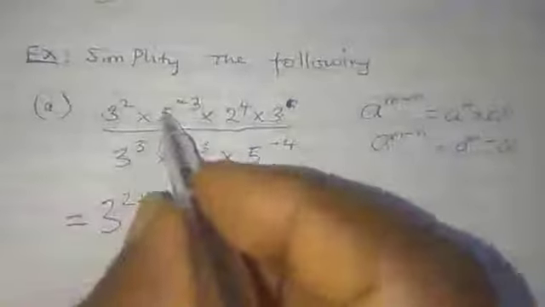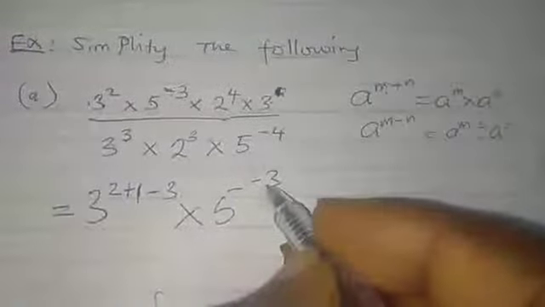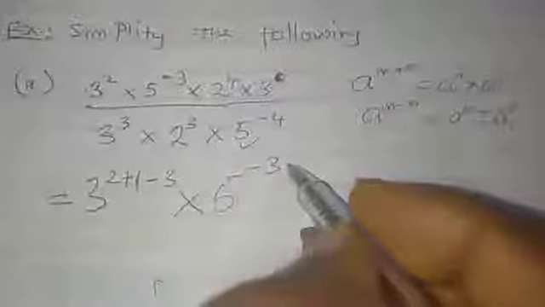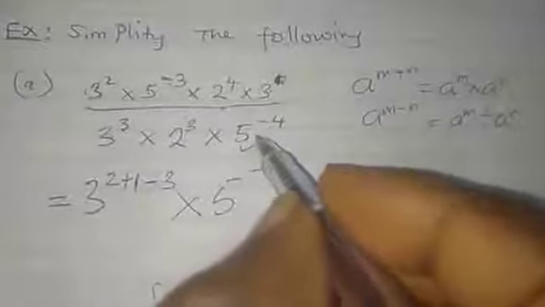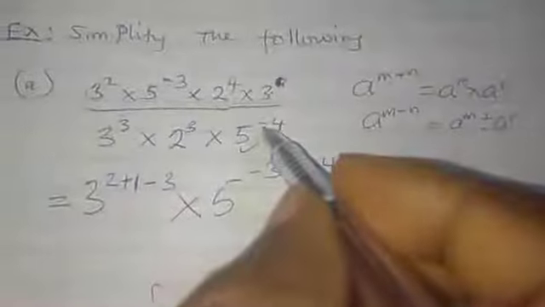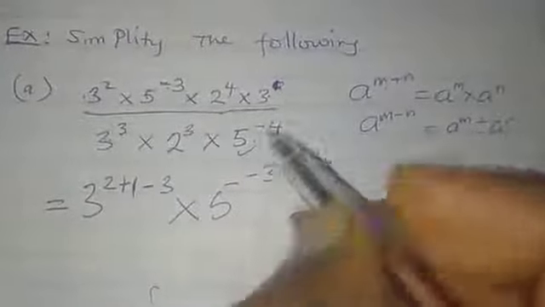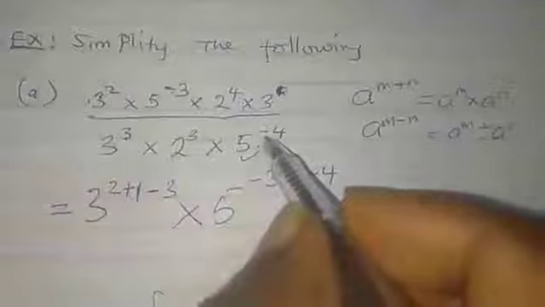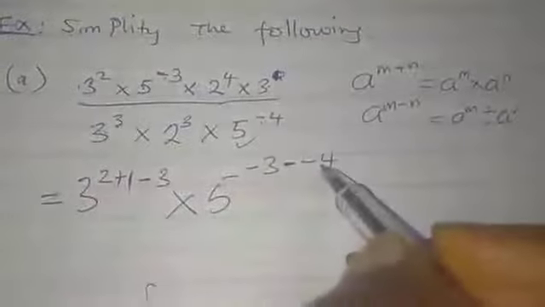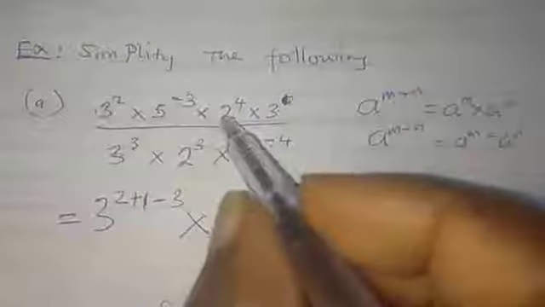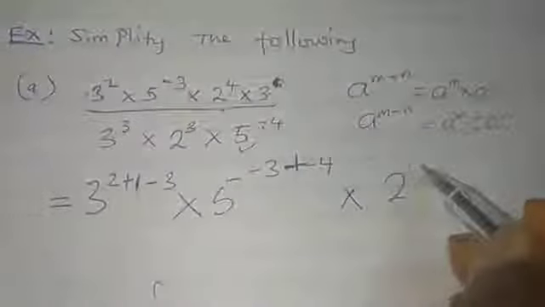Now let me take the 5 next. What we have here is minus 3. Where we have 5 again is this place. Because it is division, I'll put minus. There is minus 4 here. That is the power of this one. This first minus is because we are dividing, that is why we are subtracting this power. But now we have another negative from the power, so therefore this will become plus. Finally, for 2, I'll have 2 raised to power 4.